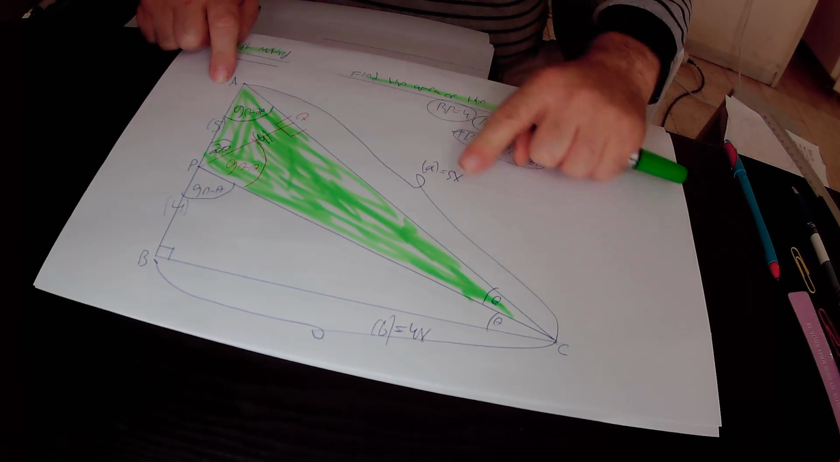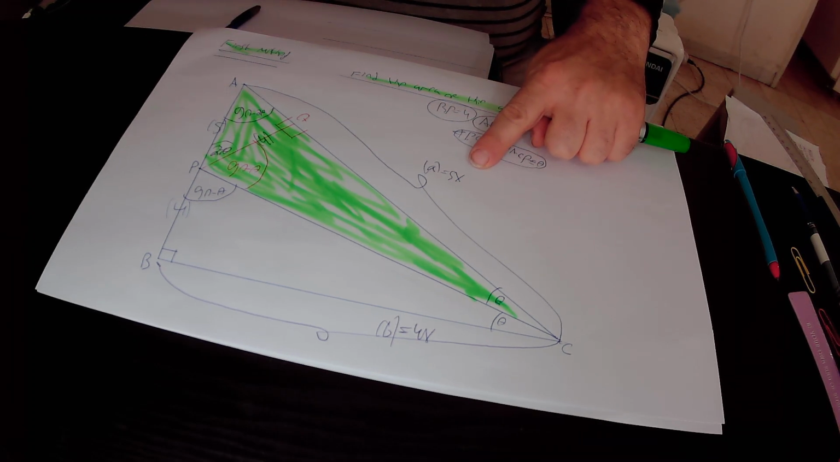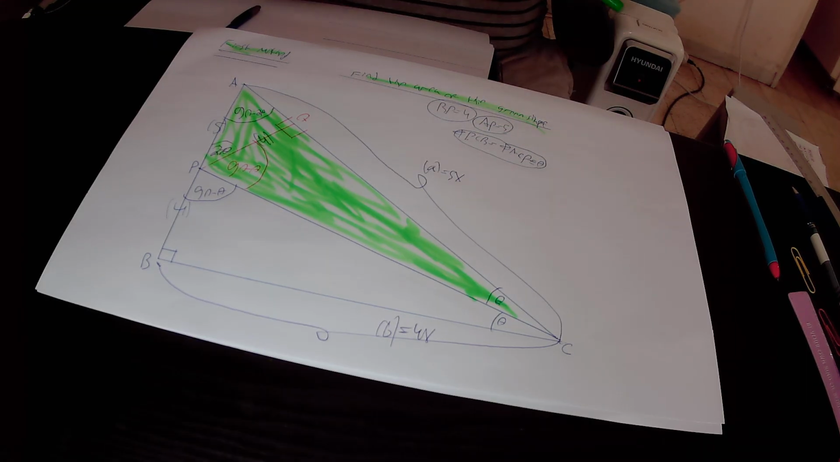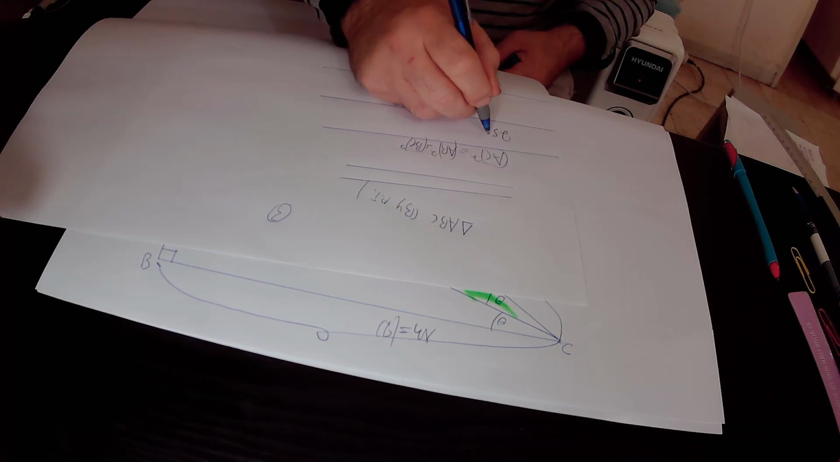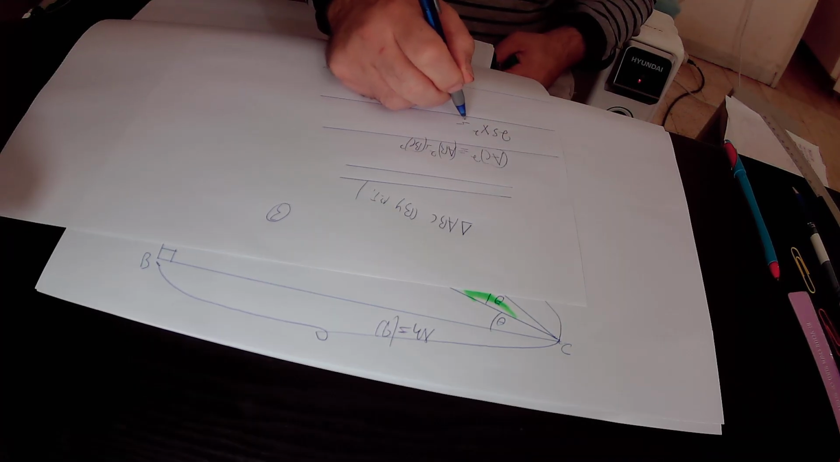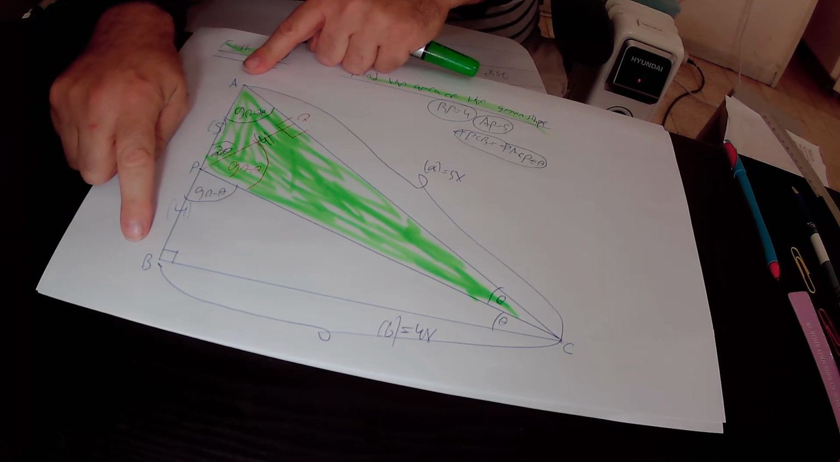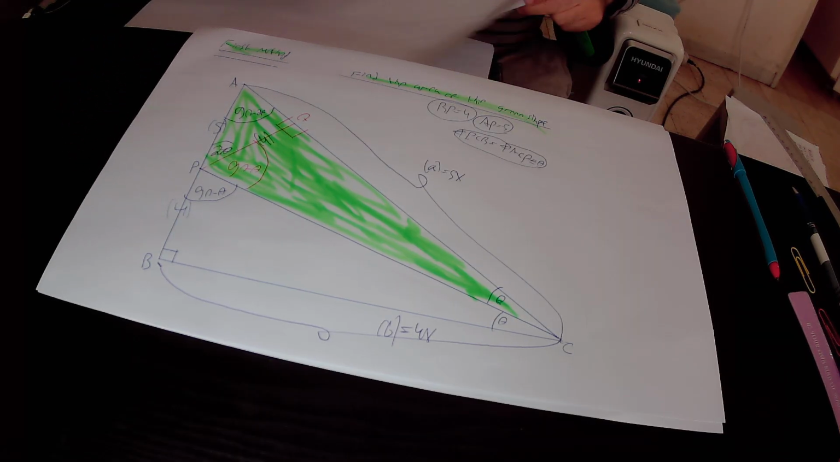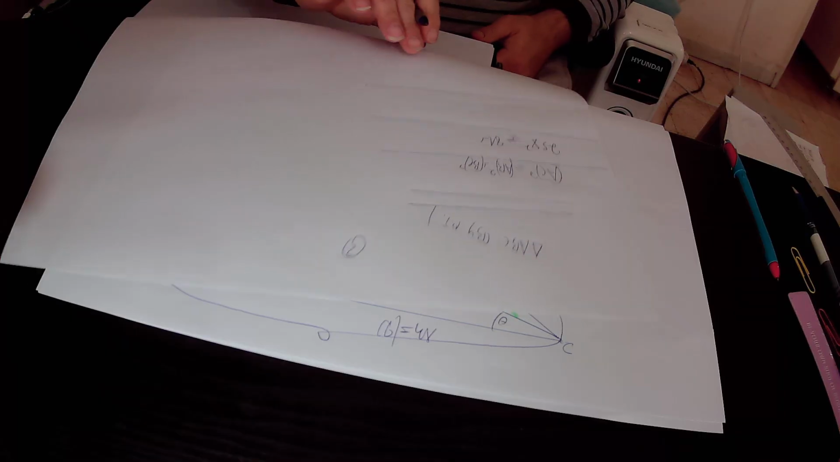AC equals A and A equals 5x. So in total AC equals 5x. Therefore AC squared is 5x squared, which is 25x squared. And it is equal to AB squared. AB in total is 5 plus 4, that is 9, therefore AB squared is 9 squared, that is 81, plus BC squared.